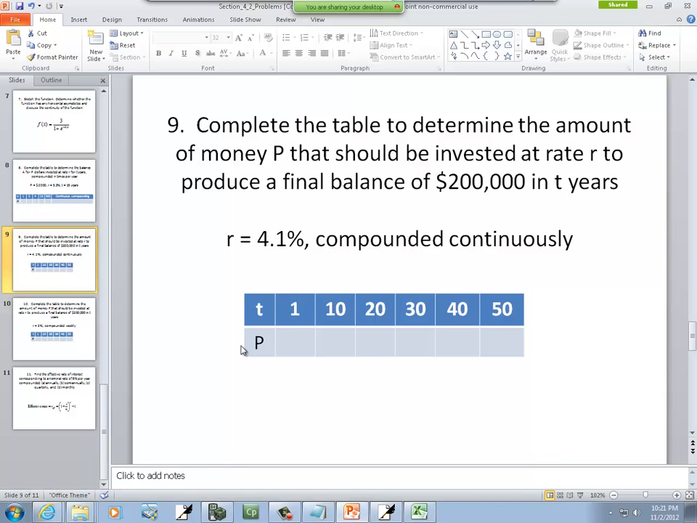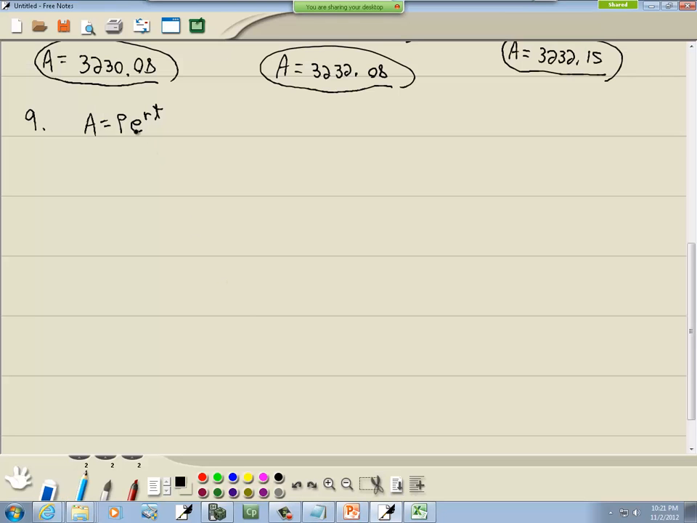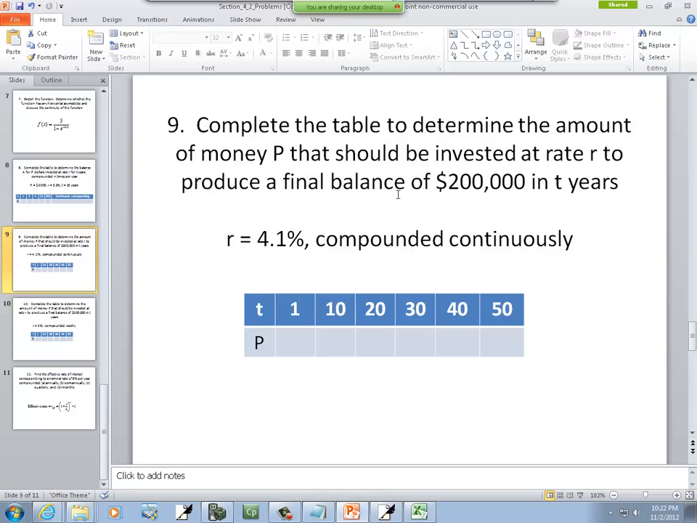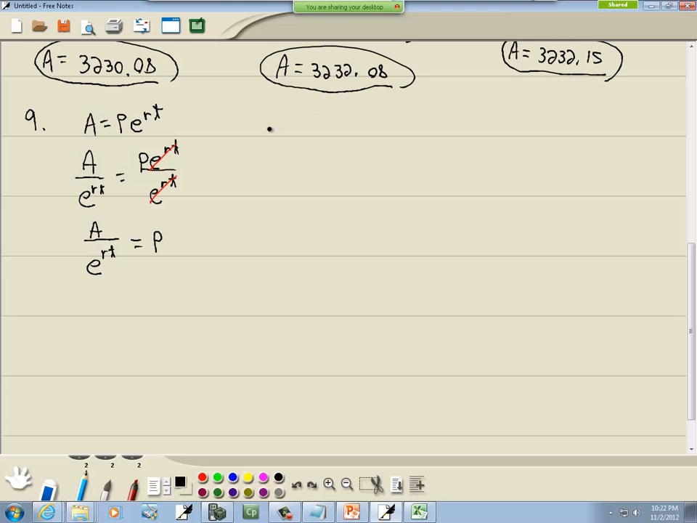Now we're trying to find out what P is. So to get P by itself here, I'm going to divide both sides by e to the RT power. If I divide both sides by e to the RT power, those are going to cancel. And we get P is equal to A divided by e to the RT. So that's our formula we're going to be working with. Now they say we want a final balance of 200,000, so they're telling us A is 200,000.